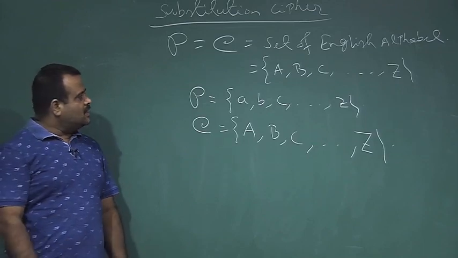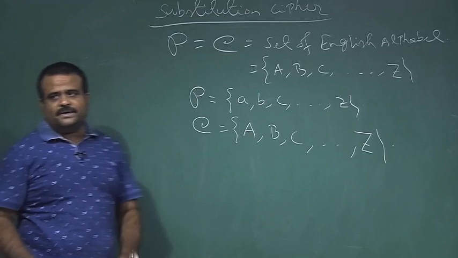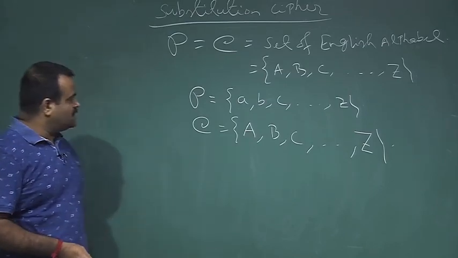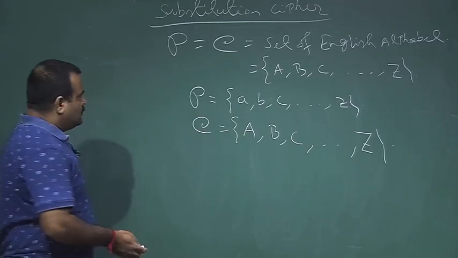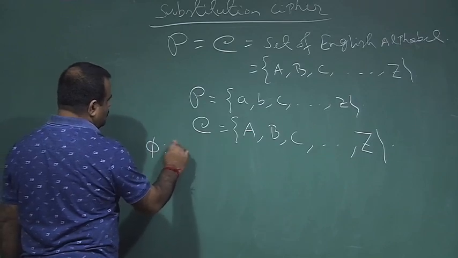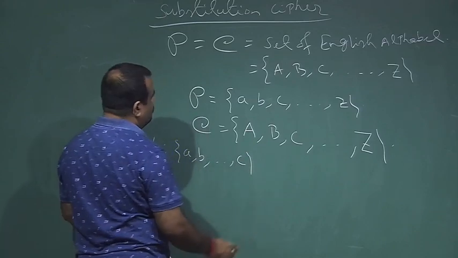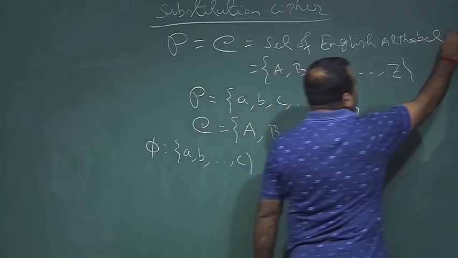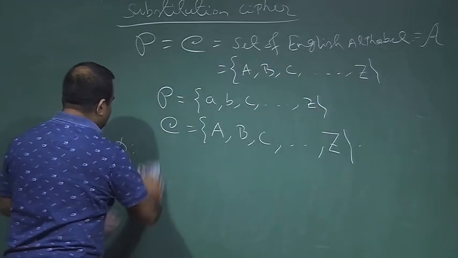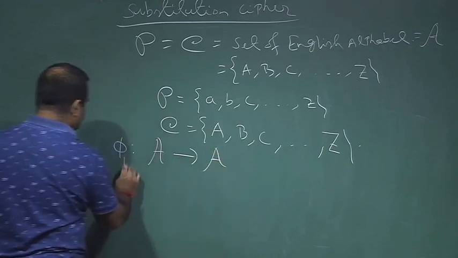These are all English alphabet. Now our key space is basically a key is typically a permutation on these alphabets. A permutation is basically a bijective mapping. So it is a permutation phi from this set to itself. We denote this set of alphabet by A. It is a bijective mapping from A to A. So this is a permutation.